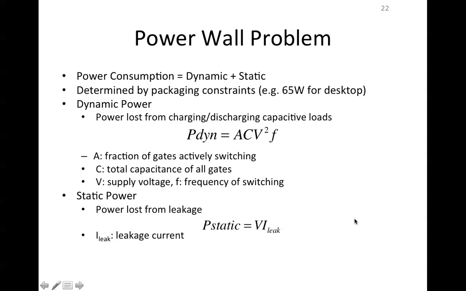Now, if there are no transistors that are switching, it turns out that a microprocessor will still consume power, and that comes from leakage. Okay? Essentially, there is insulator that is not perfect, so it's leaking some current, and that current that leaks essentially produces power consumption called the static power. And the static power consumption formula is simple. It's essentially the supply voltage times the leakage current.